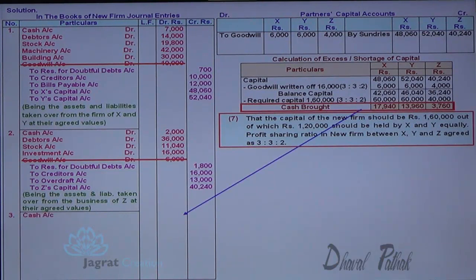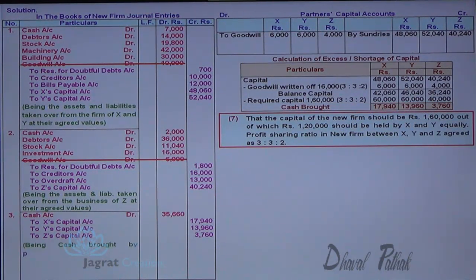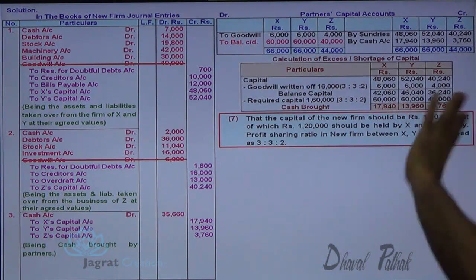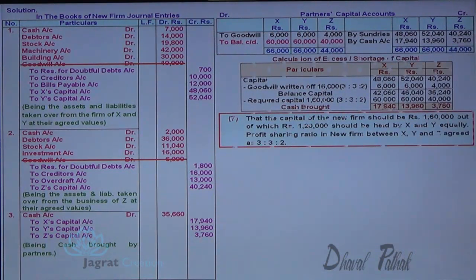Let me write down the journal entry: cash account or bank account debit, to X capital, to Y capital, to Z capital, being cash brought to maintain the capital. Now I write to the credit side of the capital account the cash brought. Now I find the balance in the capital account, that will be 60,000, 60,000 and 40,000. That balance is equal to the required capital. Now everything is done. Now let me prepare the balance sheet.